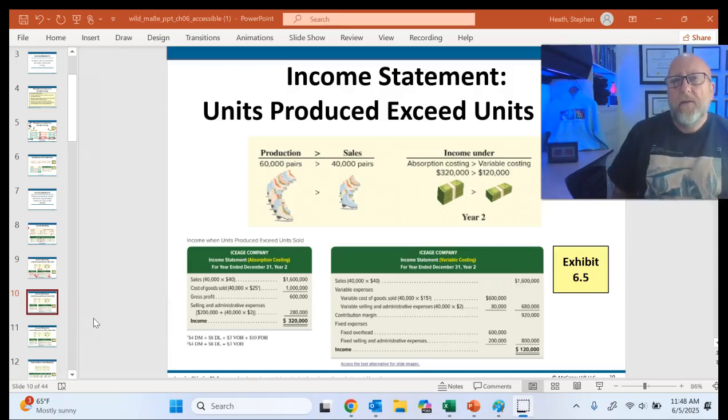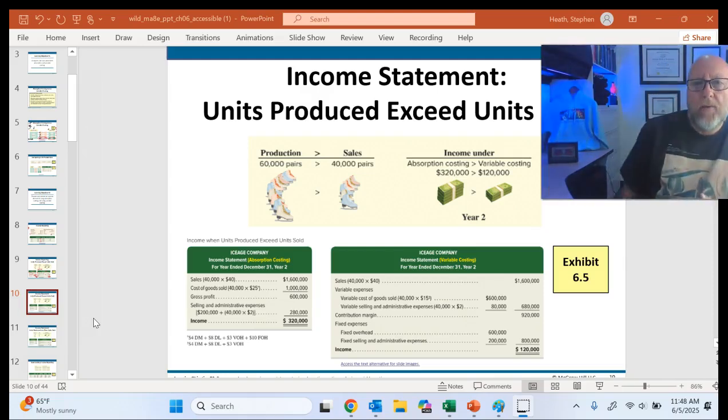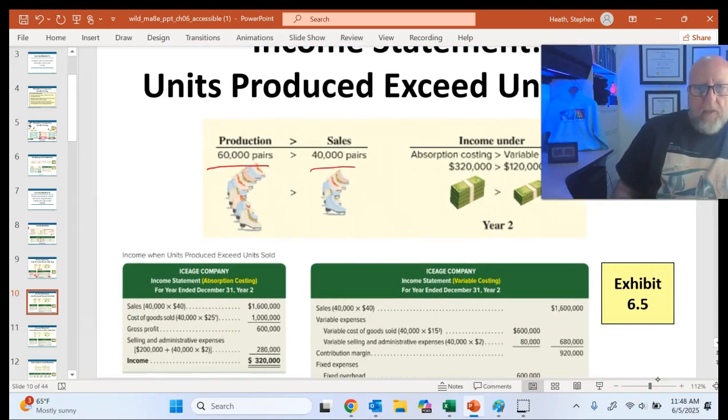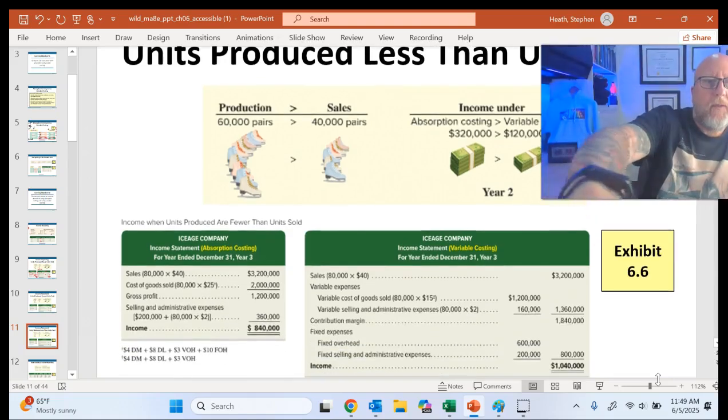Okay, in this example, we're going to use the same set of facts: the sale price, direct material cost, direct labor, etc. However, now we are going to say, hey, listen, we're going to produce 60,000 units. I guess we're making skates, but we're only going to sell 40,000. Okay. So I'm going to zoom up a little bit here. Hopefully I can. There we go.